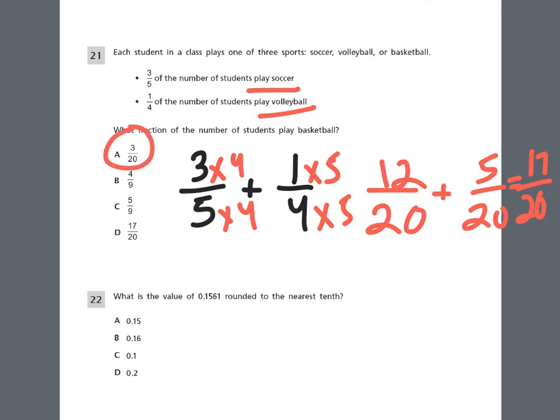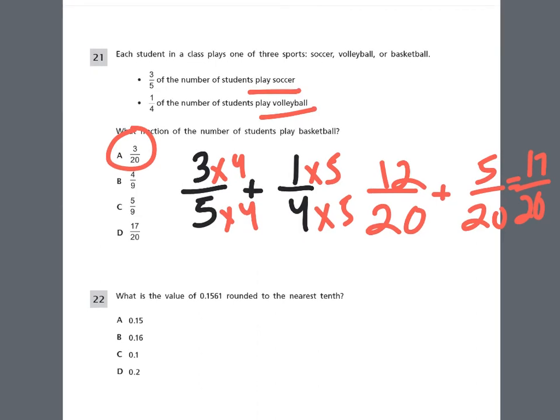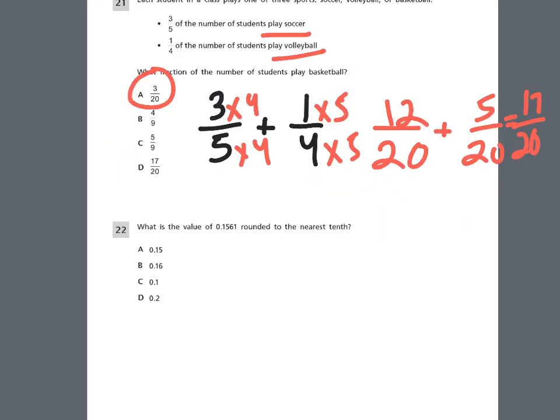So once again, I took the 3/5, which is the number of students playing soccer, and added that with the 1/4, which are the number of students playing volleyball. We found a common denominator of 20. We added them up to give us 17 out of 20. So we know that would be 18, 19, 20. So it would be 3/20 of the students that play basketball, because 20/20 would be 1 whole.